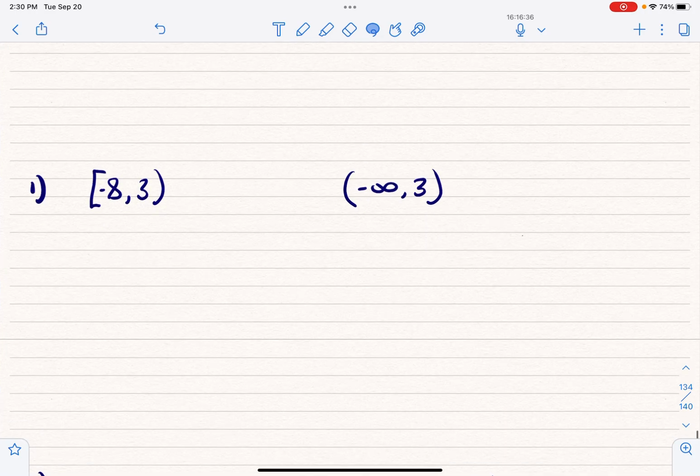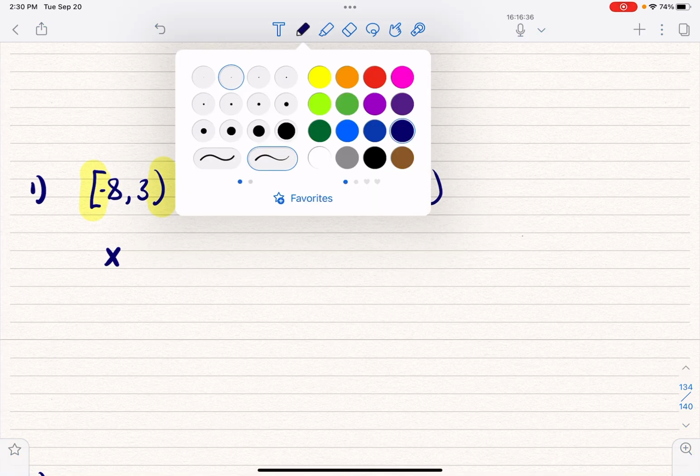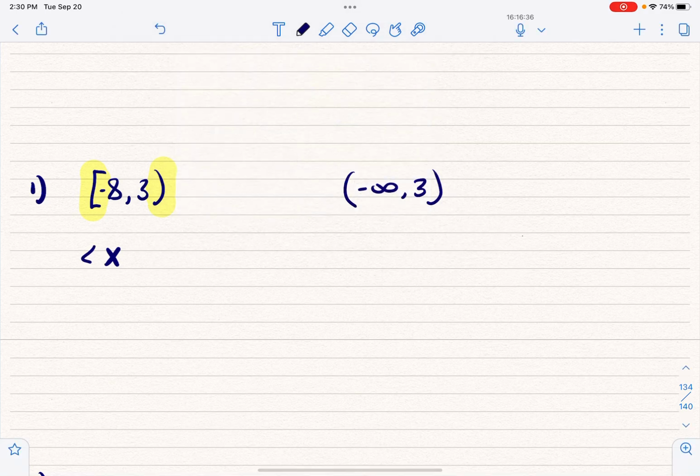Number 1 is just trying to see if you understand the relationship between interval notation and inequalities and being able to graph these on a number line. So for this first one, we've got to remember that a bracket means that it includes that value, whereas a parenthesis means it does not include that value. So what this is saying is that x is somewhere in between -8 and 3, but it could include -8. And so in terms of writing it in inequalities, that's how I'd write it.